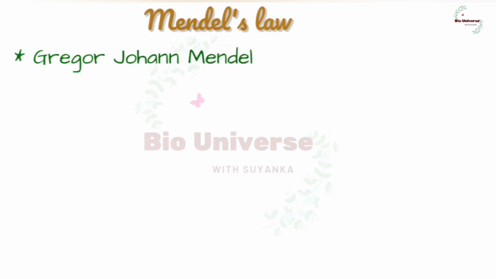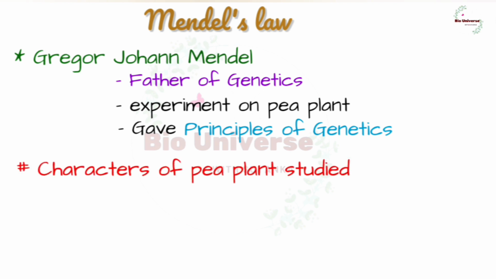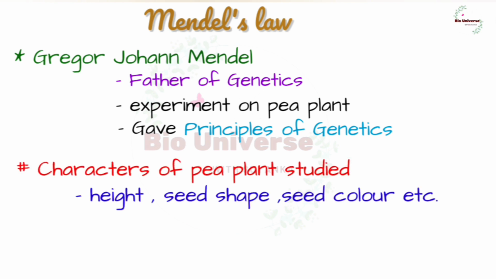Mendel, an Austrian monk and botanist, also regarded as the father of genetics, applied his knowledge of science and mathematics to his experiments on pea plants and established the principles of genetics. In 1857, Mendel began a series of experiments on the pea plant to study the pattern of inheritance of various characters. Each of these characters, such as height, seed shape, seed color, etc., had two sharply defined and contrasting traits. For example, tallness and dwarfness, round seed and wrinkled seed, yellow seed and green seed.